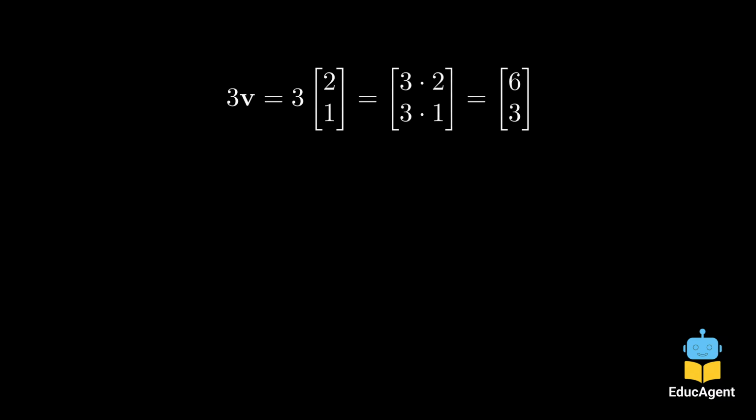First, we scale v by 3. Multiply each component of v by 3 to get the column vector 6, 3. So the scaled vector is the column vector 6 over 3.